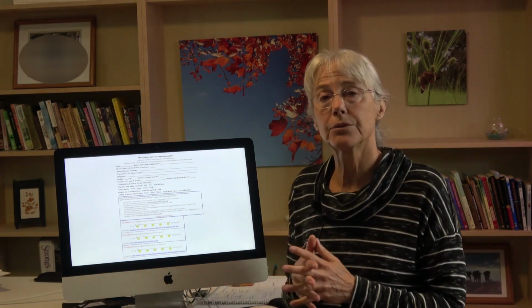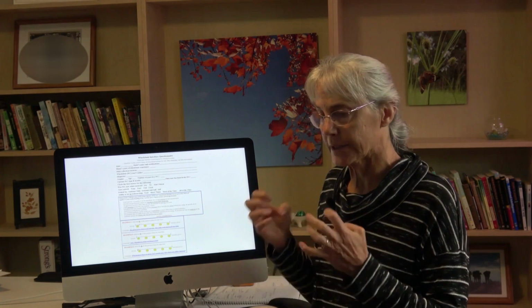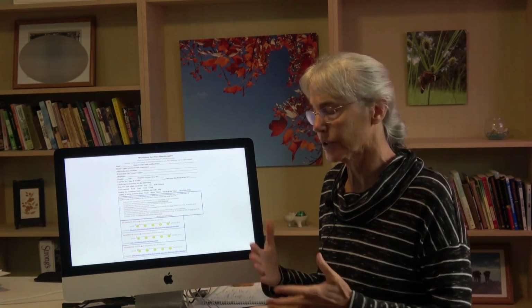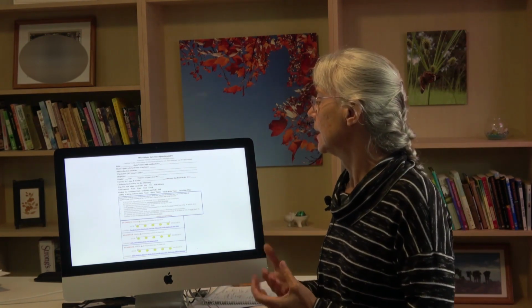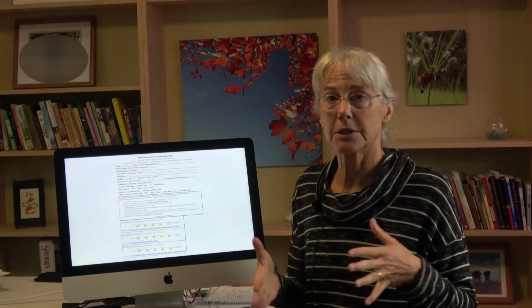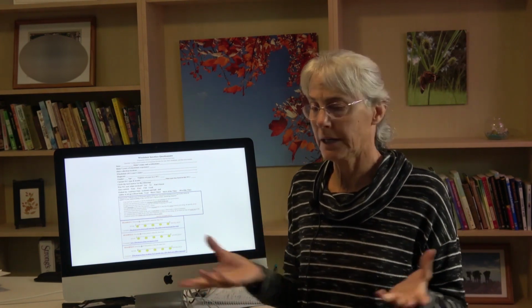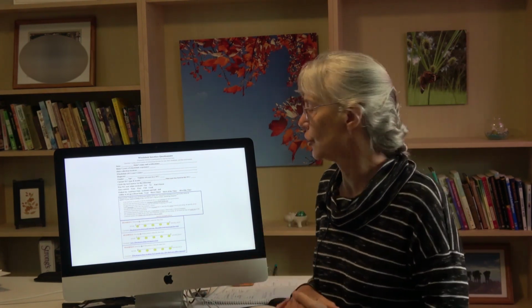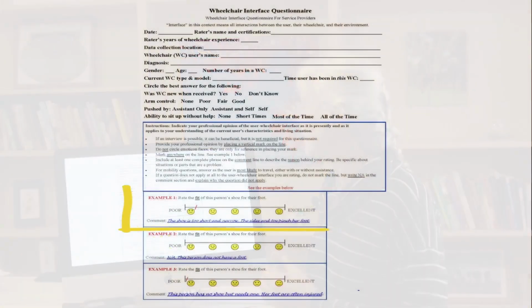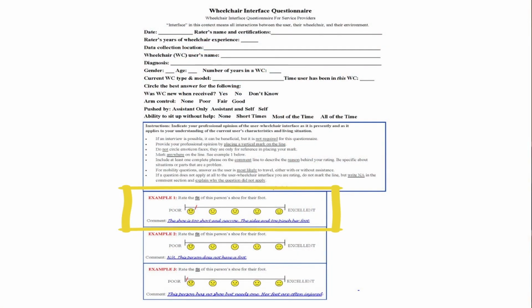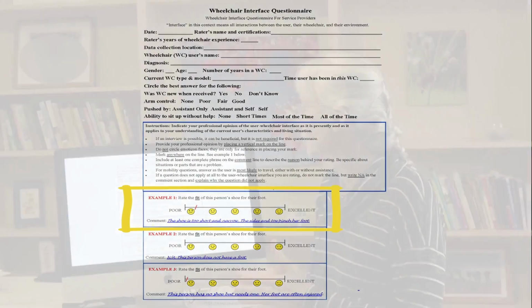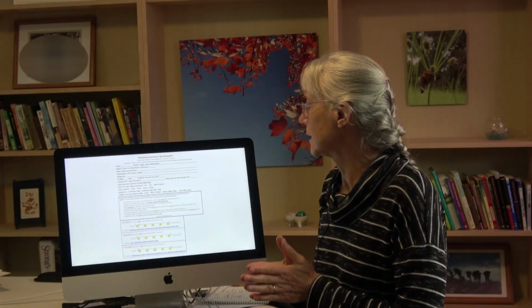So we ended up with 3 examples. Over time we realized we needed to give examples of how to answer in these different situations. Again, we're looking at a shoe because we didn't want to lead on any of the wheelchair parts, so we just used this shoe for example. Rate the fit of this person's shoe for their foot. They've given it a poor marking. They said the shoe is too short and narrow at the sides and toe.